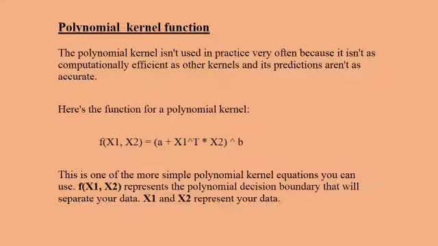The next one is the polynomial kernel function. The polynomial kernel is not used in practice very often because it is not as computationally efficient as other kernels, and its predictions are not as accurate. The mathematical expression is f of x1 comma x2 equals a plus x1 transpose times x2, whole to the power b. In this equation, f of x1 comma x2 represents the polynomial decision boundary that will separate your data. Then x1 and x2 represent your data.